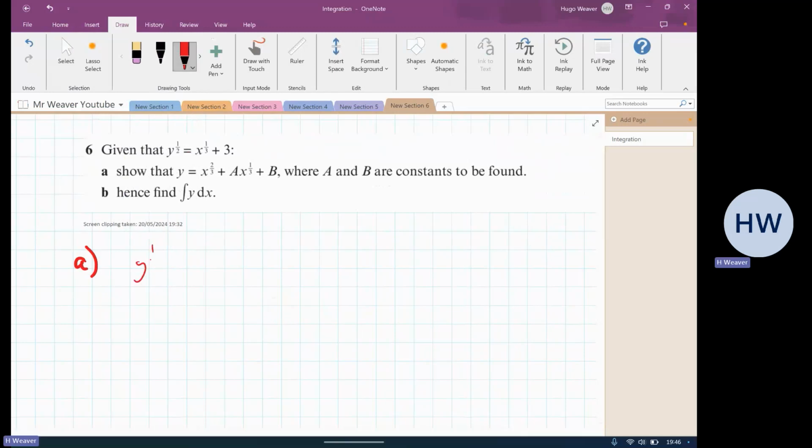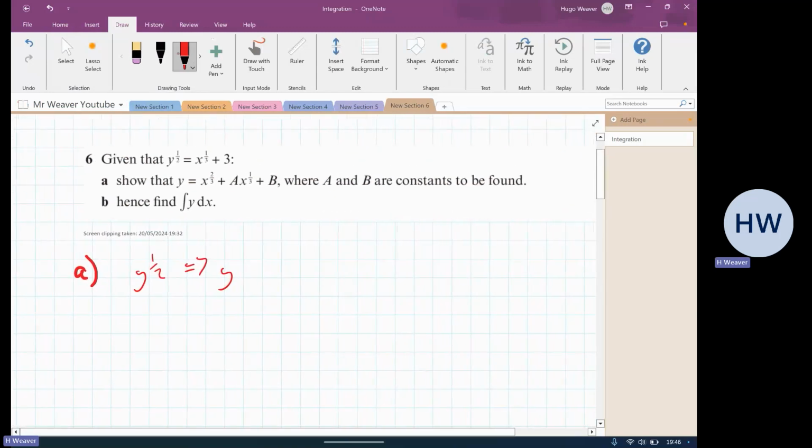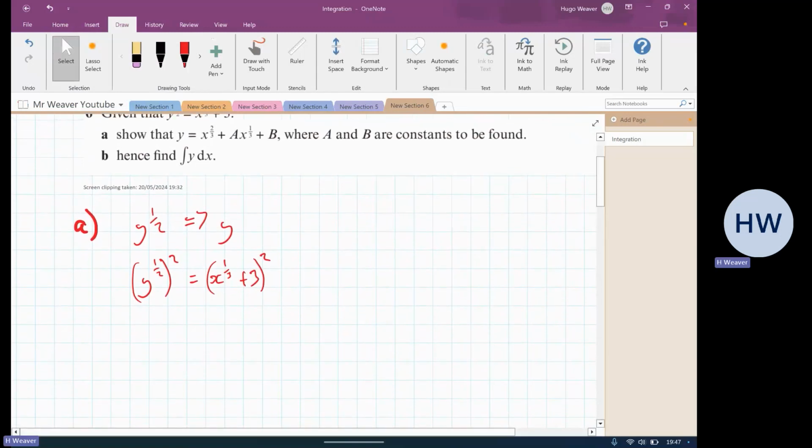I want to go from a y to the power of a half, and I want to turn it into a y. And the way I do that is I square it entirely. So whatever I do to the left, I have to do to the whole of the right-hand side. So on the left-hand side, I'm going to have y to the power of a half all squared equals x to the power of a third plus 3 all squared. Now, if I was to square the left-hand side, I just get y, absolutely fine.